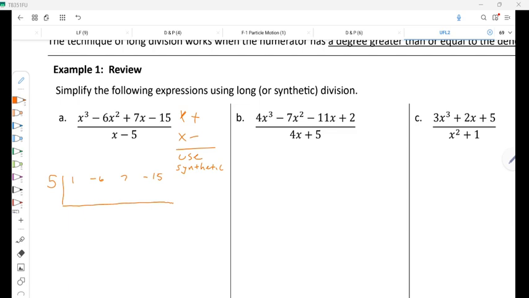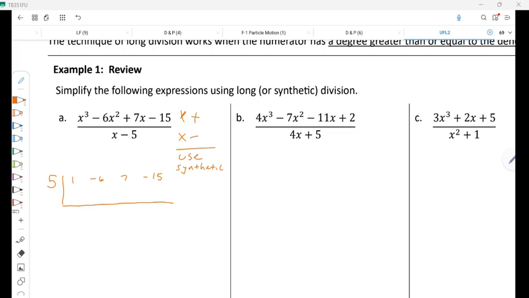Be careful if there's a missing term, you need to have a 0 to place hold. So if this -6x squared wasn't here, and I just had x cubed plus 7x, there would need to be a 0 down here. So just be careful about that. You do need zeros to place hold missing terms.